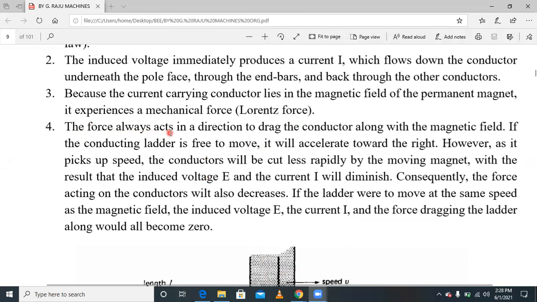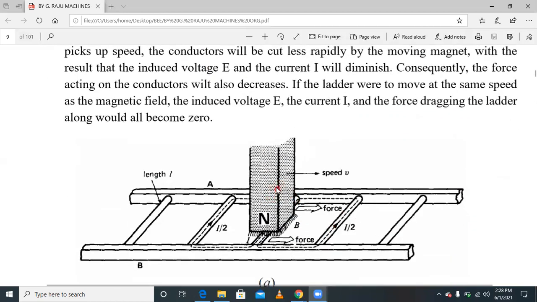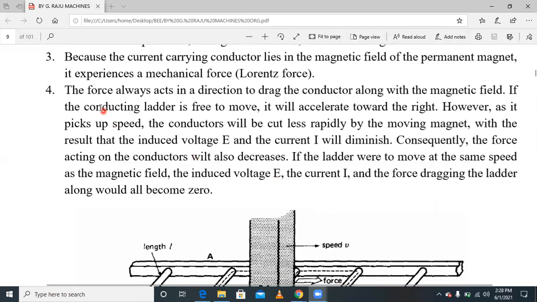The force always acts in the direction to drag the conductor along with the magnetic field. So this magnetic field is moving in this direction. That's why the force acting on this rotor is also in this direction only. The magnetic field is rotating in this direction, so the force acts in the same direction according to the Lorentz force. The force always acts in the direction to drag the conductor along with the magnetic field.